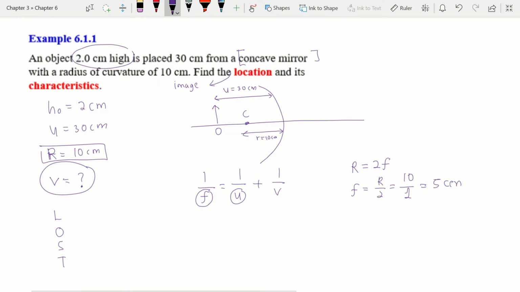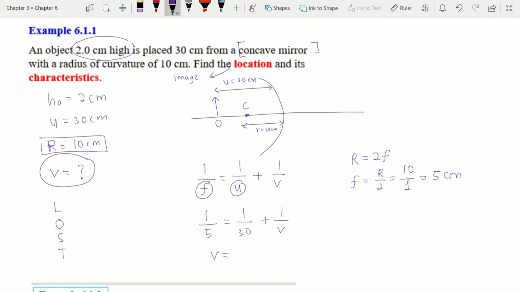So what you can do is we substitute our focal length with 5 centimeter and we substitute our object distance with 30 centimeter, and we can find our image distance. So when we press the calculator, we will get our image distance, 6 centimeter.